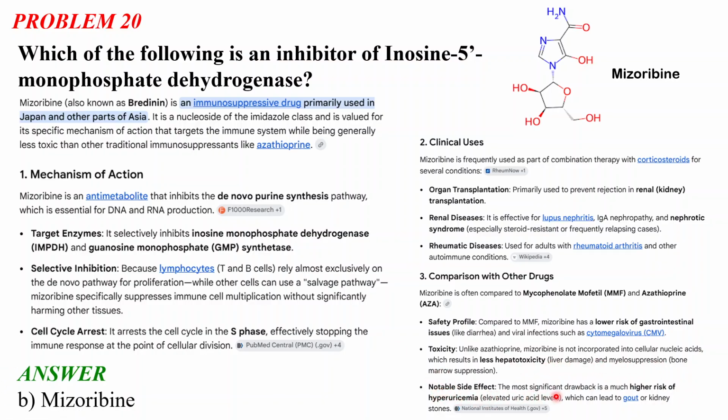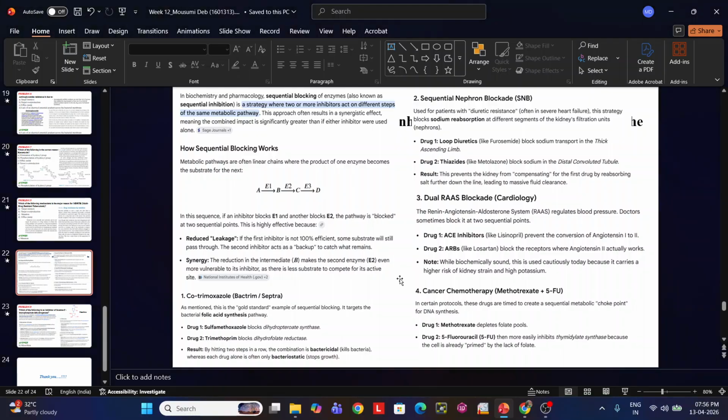And a notable side effect, the most significant drawback, is the higher risk of hyperuricemia, or raised uric acid level, which can lead to gout or kidney stones. Okay. So this was the last question of today's session.